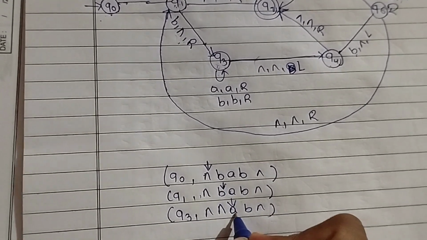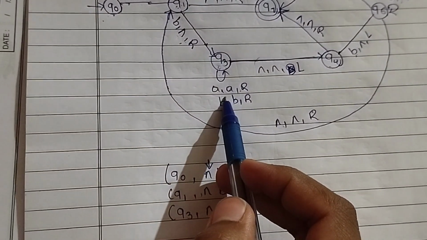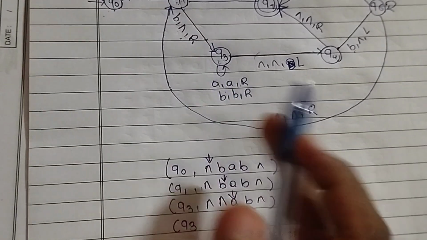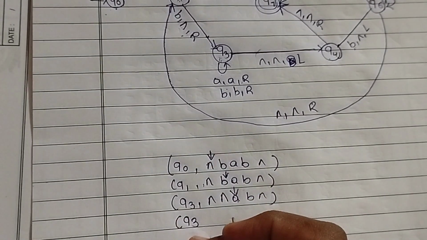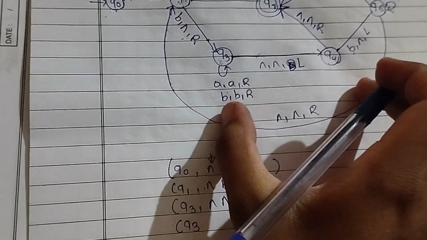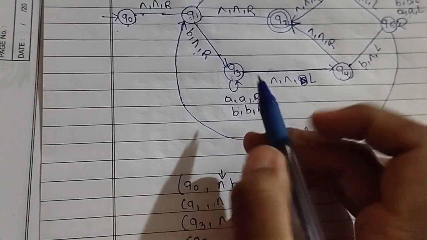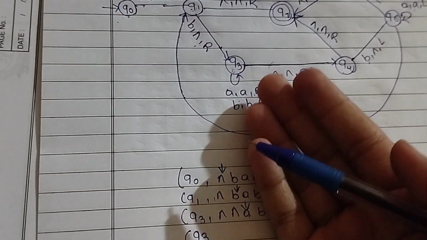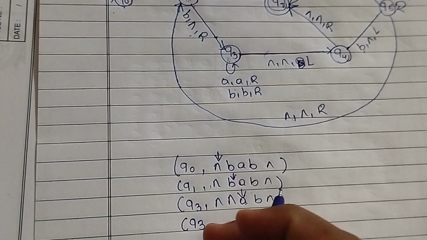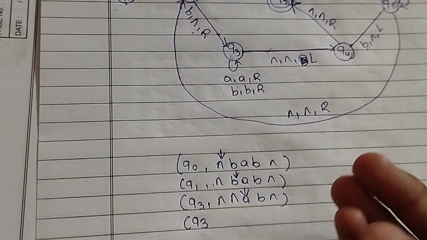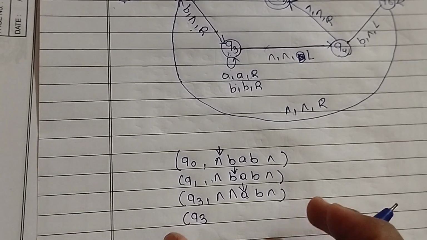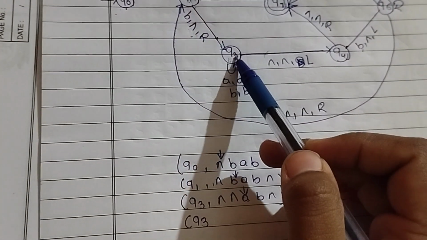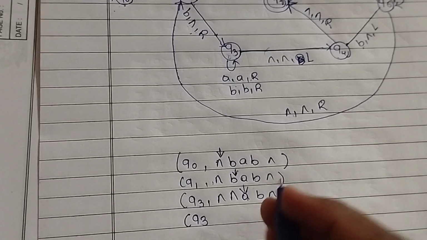After this B, we read A. Then we keep this A as it is, so we are in the same state, Q3 state. This state depends on your Turing machine. If you write Q4 here, then instead of this Q3 you write Q4. If you write Q10, then instead of this Q3 you write Q10. So don't copy as it is from this video, because this depends on the Turing machine. So check your state and then write it here.